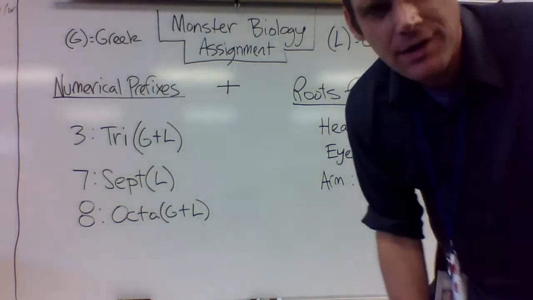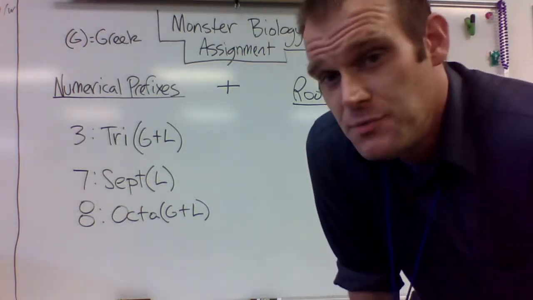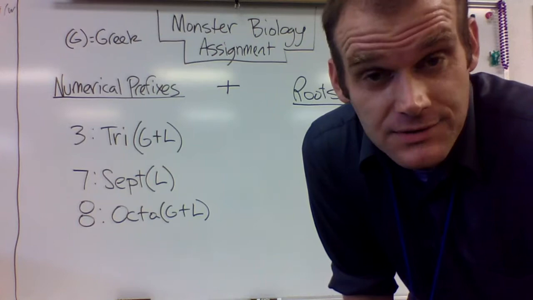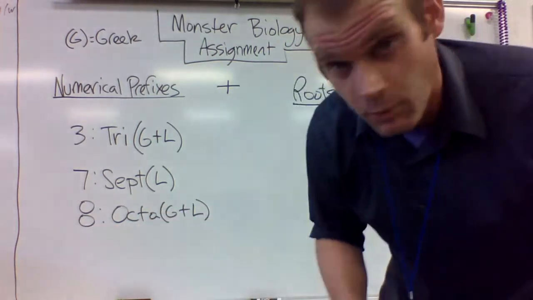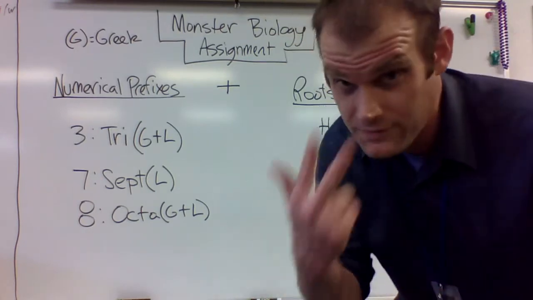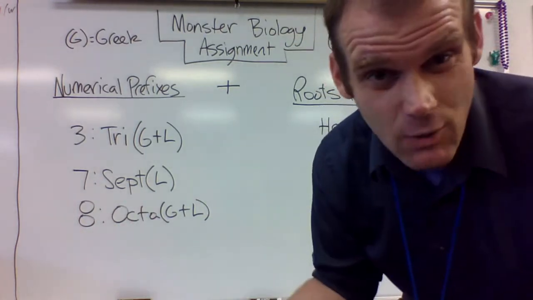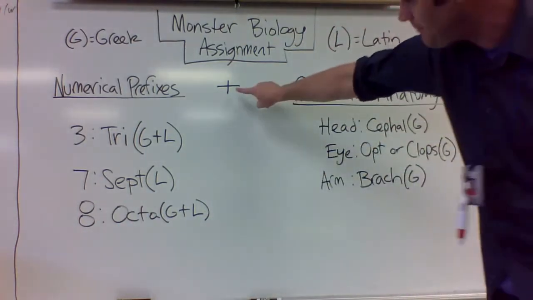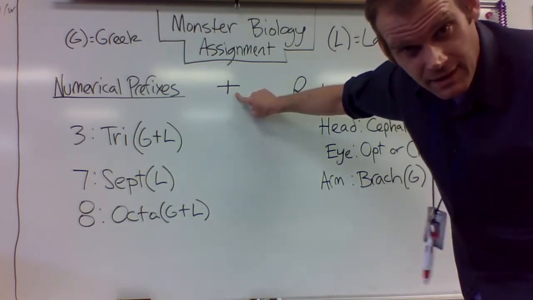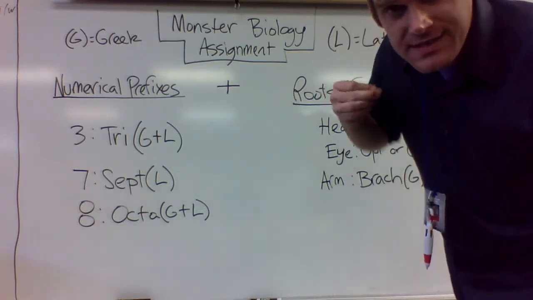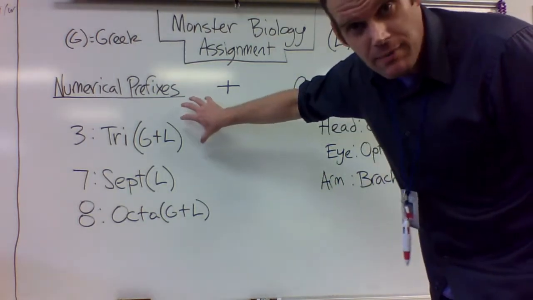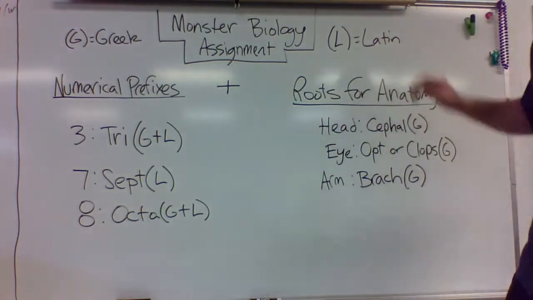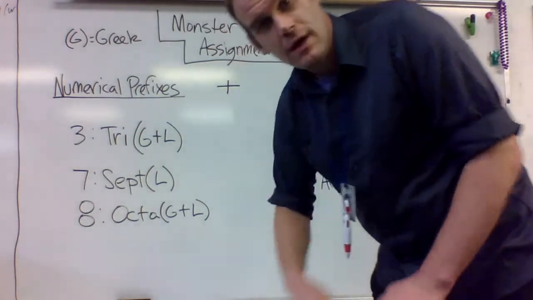Now you might be wondering, why are we trying to mix numerical prefixes with body parts? Well, because your monster is going to have more than 2 arms, or more than 1 head, or more than 2 eyes. They can have anything you want. So you'll notice that I put a plus sign here in the middle. In order to tell us more about your monster, you will need to combine numerical prefixes with roots for anatomy. And I'm actually going to give you an example right now.